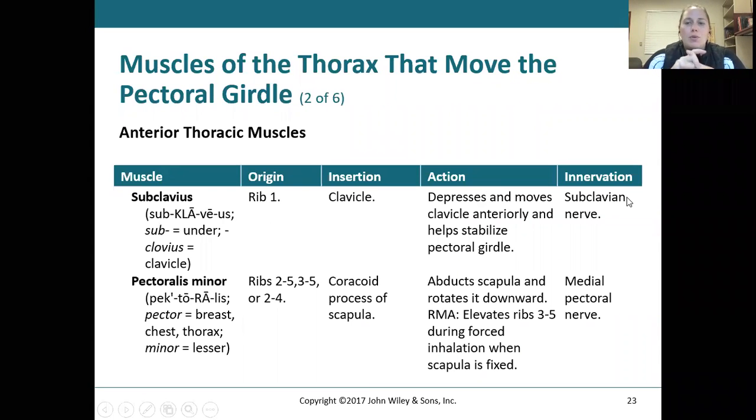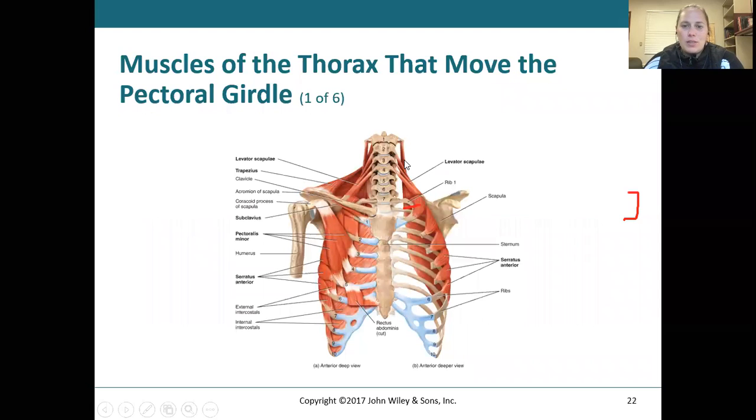Okay, so muscles that move the pectoral girdle. You have your subclavius, whose origin is rib 1 and insertion is the clavicle, so that kind of gives it away. Its action is that it depresses and moves the clavicle anteriorly and helps stabilize the pectoral girdle. The subclavian nerve innervates it. If we go back to this image, we can see the subclavius right here, and its nice interaction with that first rib and that clavicle. I should just put this image on every single one of these slides.